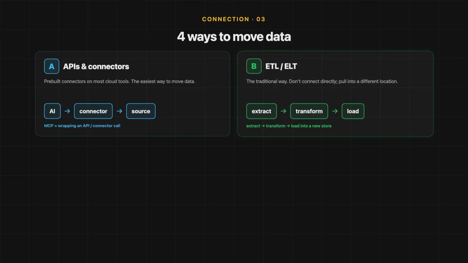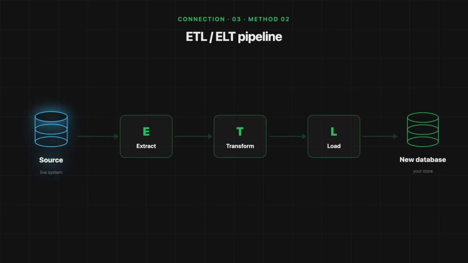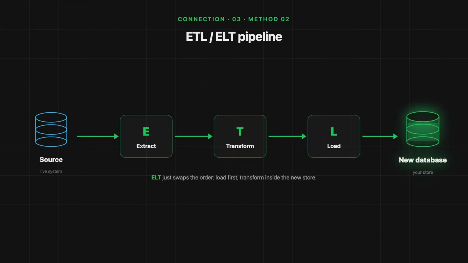Next is ETL or ELT pipelines. This is extract, transform, load, or extract, load, transform. And here you extract it from the source, you transform it in any way consistent format that you would like to have, and then you load it into this new database that you might need.